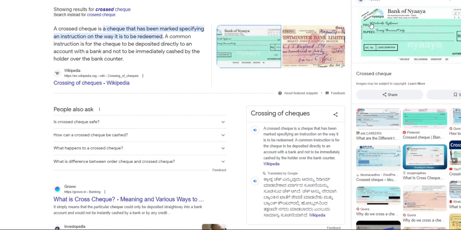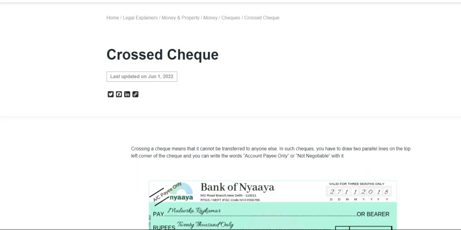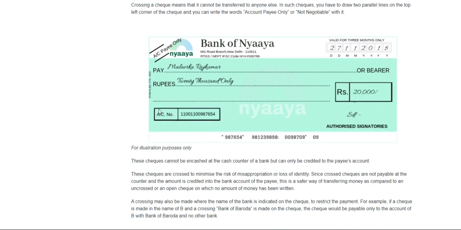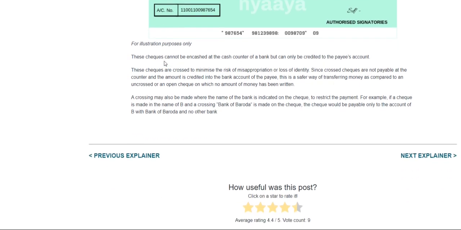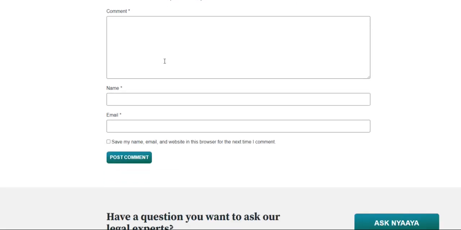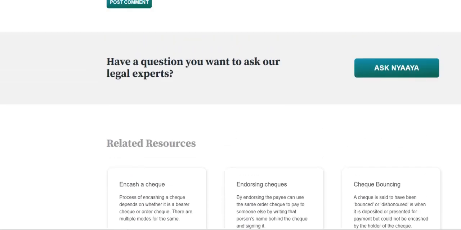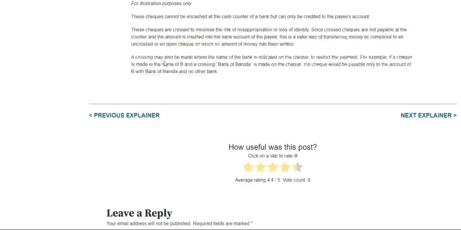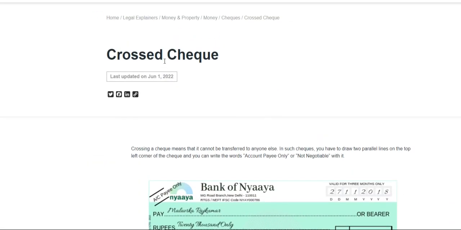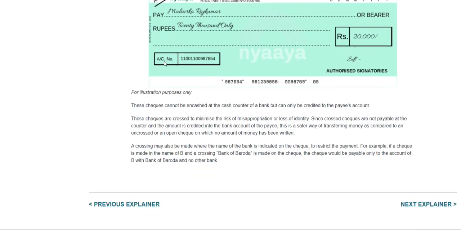Okay. What happens? This is a cross check. Let it open. When they say cross check, this is a cross. Okay. Let's say this is account payee only. Like that, if they cross and give it, that means that amount should be deposited in the bank itself. Okay, it should be deposited in the bank itself. That's why the cross check is.